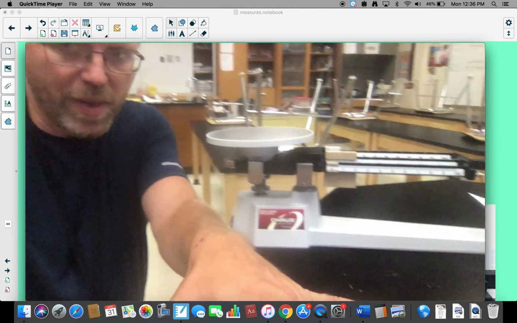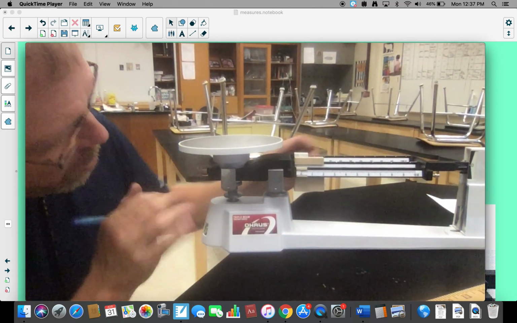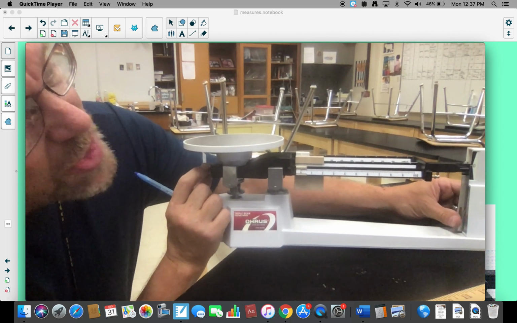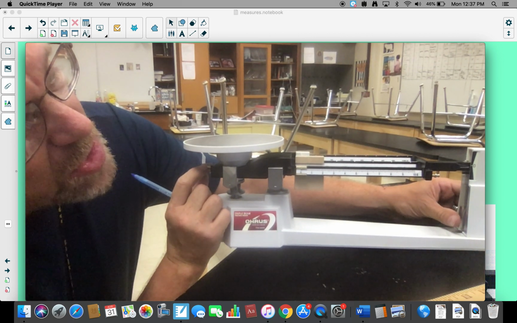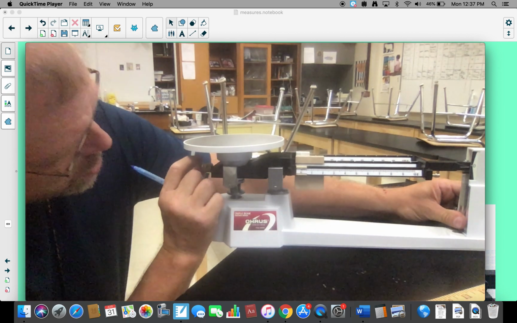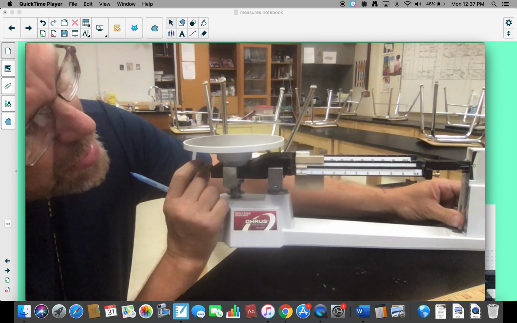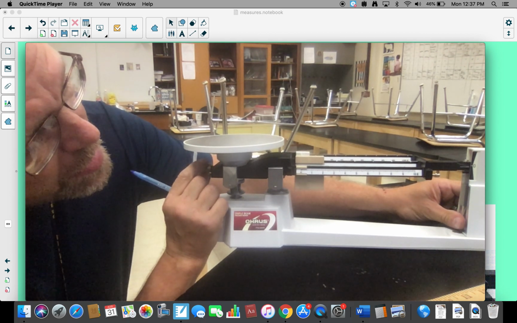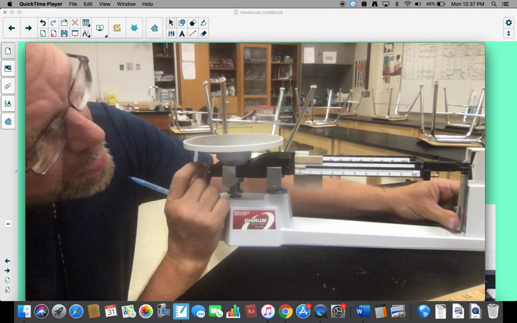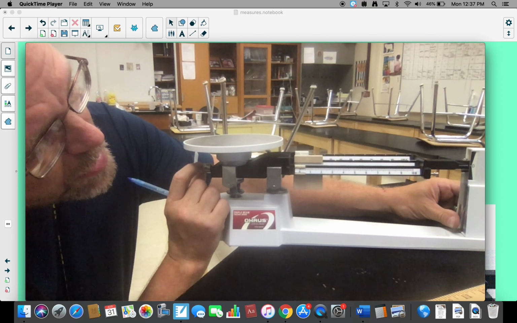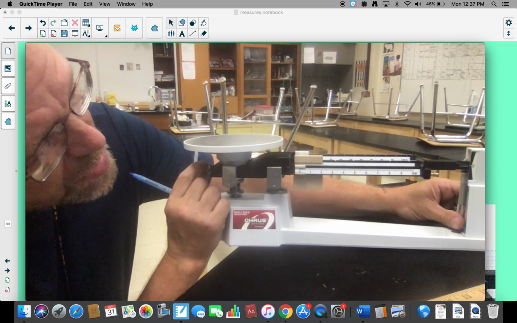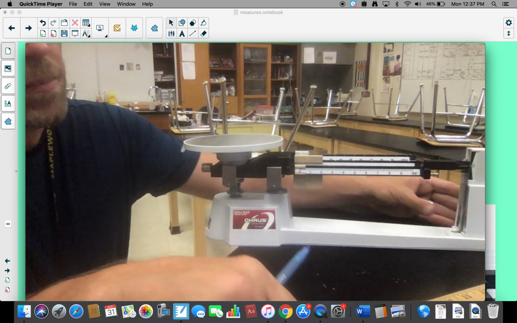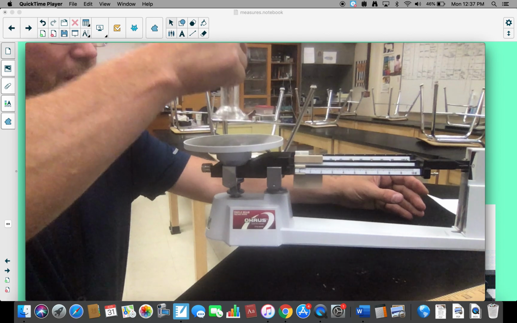And the way that we do that is a little knob on the outside. Now, if you hold the edge here, you see this is a little low. So I'm going to screw this out just slightly to bring it back up. So it balances right about there.